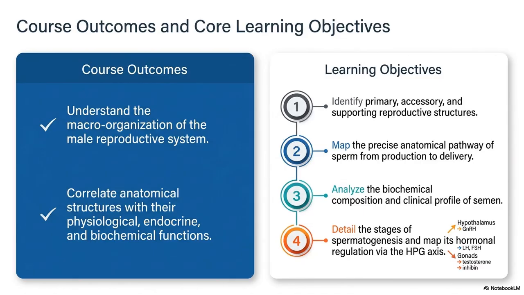The first one is to identify the primary, accessory and supportive reproductive structures involved in the male system. Then to map the precise anatomical pathway of sperm from production to delivery, to analyze the biochemical composition and clinical profile of semen, as well as to detail the different stages of spermatogenesis and correlate its hormonal regulation via the HPG axis, that is the hypothalamus pituitary gonadal axis.